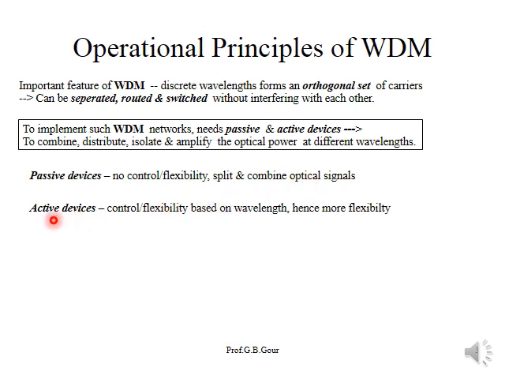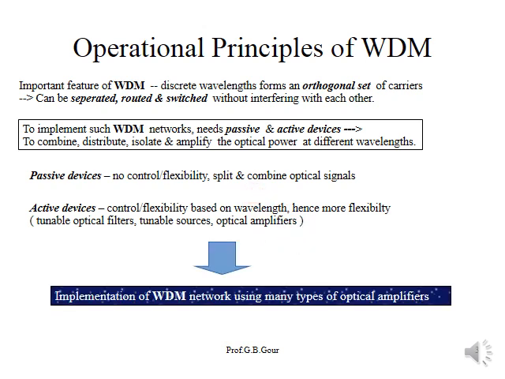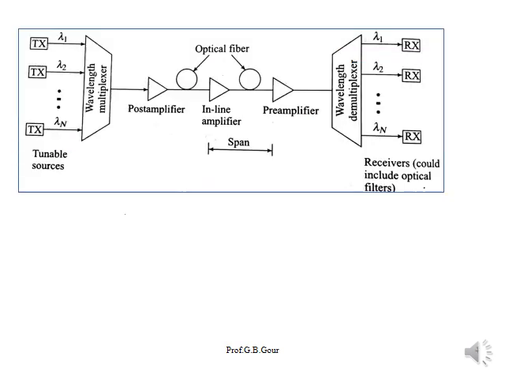Another one, the active devices, like tuned optical filters, which are actually based on the wavelength at which we are going to operate. So these are the devices which are useful in the implementation or the operating principle of the WDM. Let us see how it is going to operate.